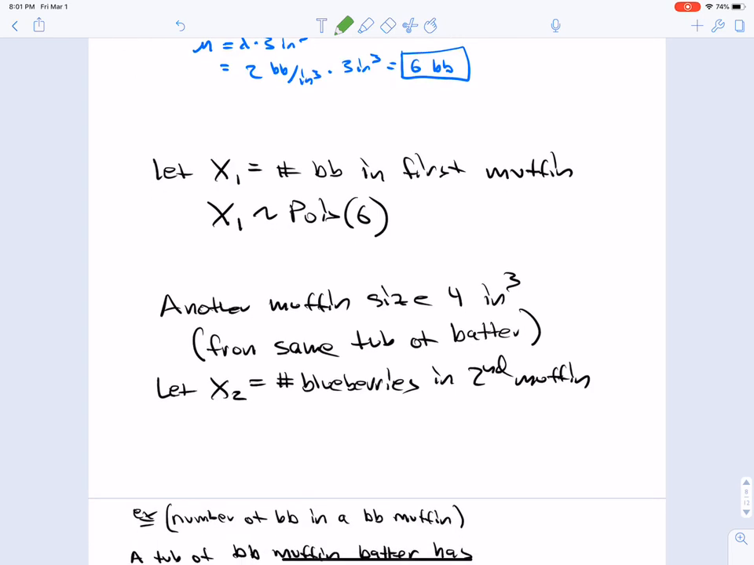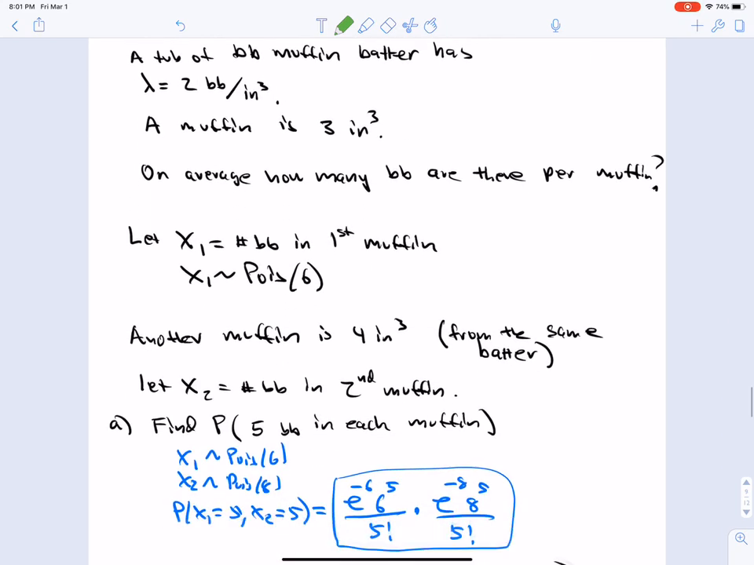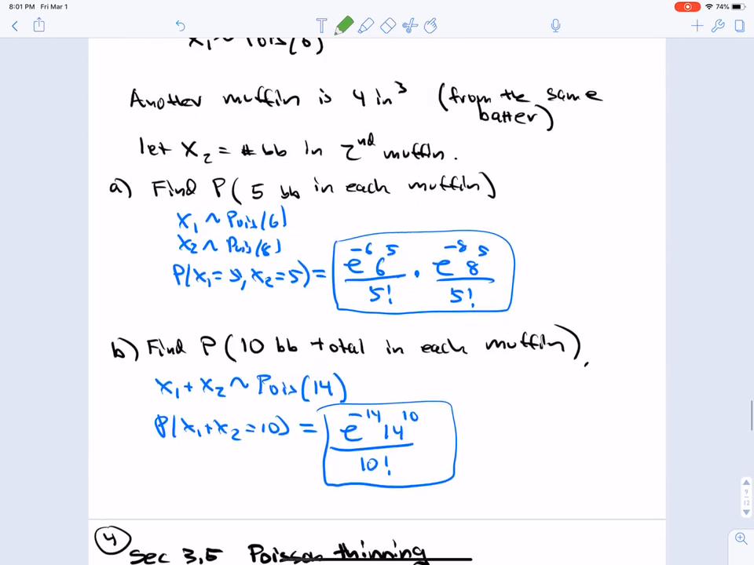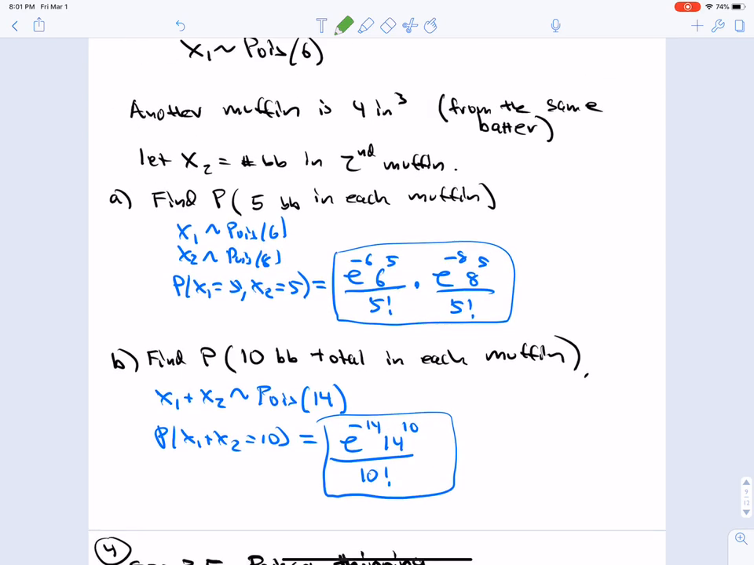There's another muffin of size 4 cubic inches from the same tub of batter. So let x2 be the number of blueberries in the second muffin. Find the probability that there are 5 blueberries in each muffin. So x1 is Poisson(6), x2 is Poisson(8). We want the probability that x1 is 5 and x2 is 5, and these are independent, so we just have the product of these Poisson formulas.